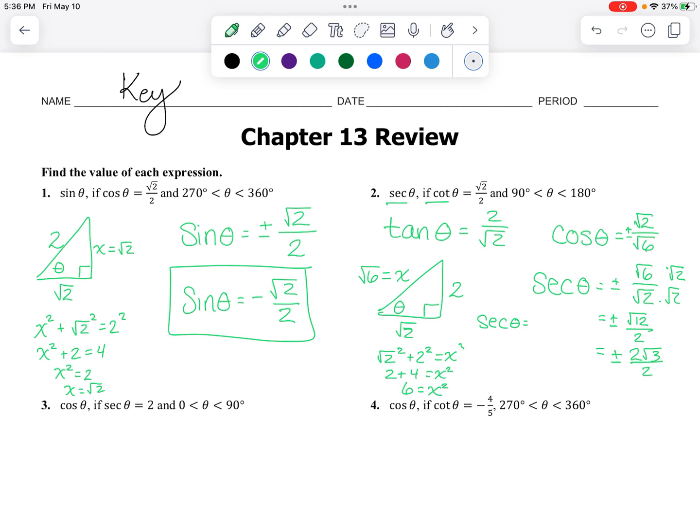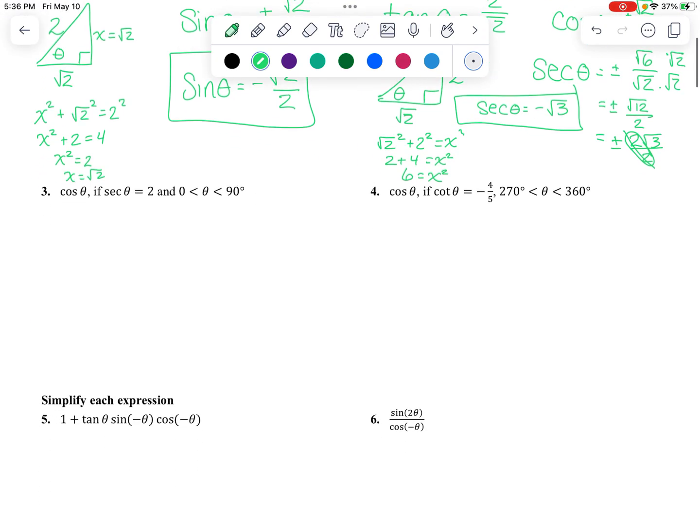Last but not least, secant, within this range, cosine is negative, so secant is negative. Negative 2 root 3 over 2. Oh, wait, those 2's cancel. Negative square root of 3 it is. Find cosine of theta if secant is 2. Well, those two are reciprocals, which means cosine of theta is 1/2.